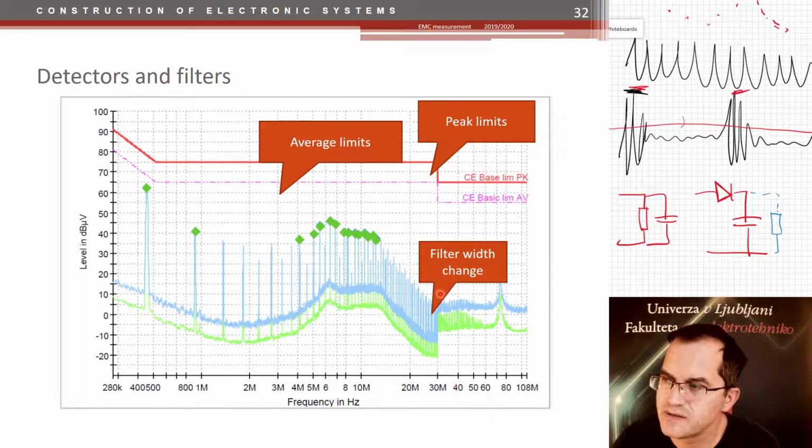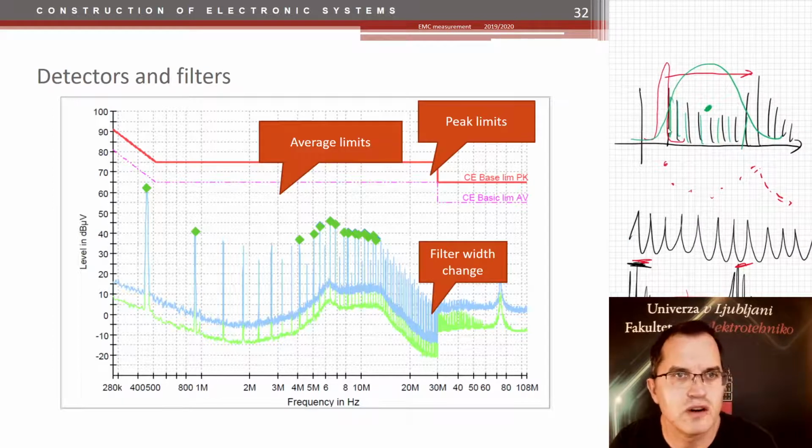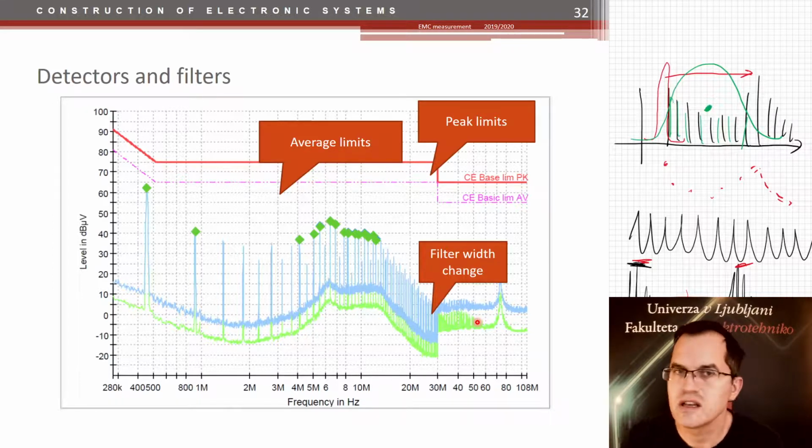And since the filter changes, you see the jump in your measurement results. Because if the filter changes its width, it can, as shown here, take more spectral components in one single measurement, so the power will be higher. So why do we change the filter here? It's all written in standards, in which frequency range we need different filters.